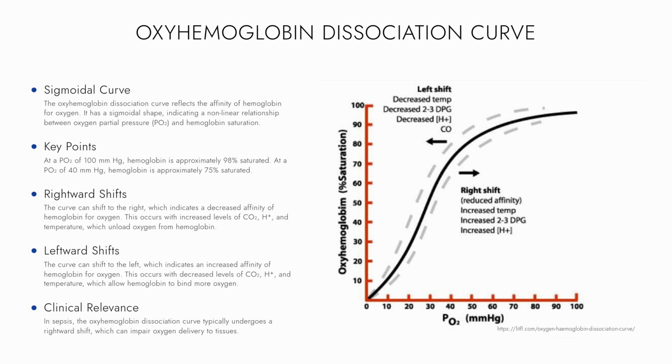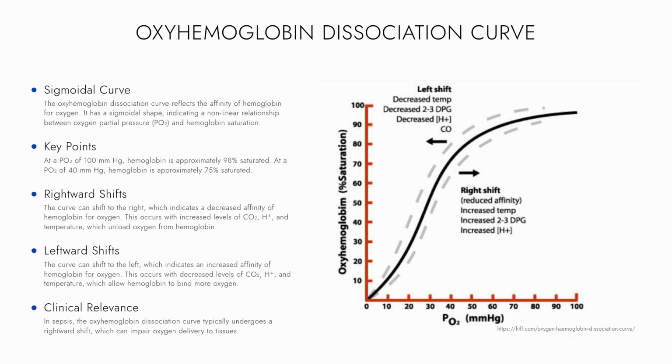A right shift, as with acidosis or fever, unloads O2 to tissues, which is common in sepsis, while a left shift, as in hypothermia, retains O2. In critical care, this curve explains oxygen delivery dynamics and guides therapy in metabolic or respiratory distress.